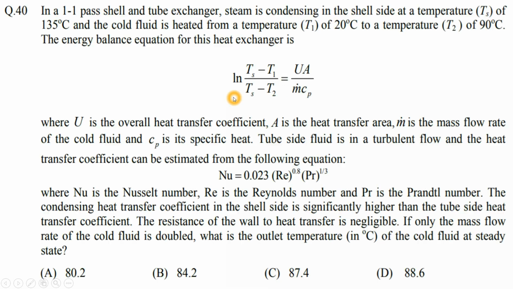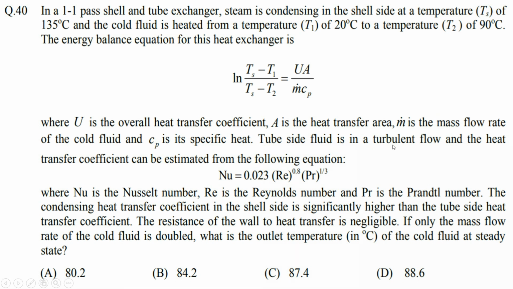Our next question is from GATE 2016 heat transfer for 2 marks. The question is, in a 1-1 shell and tube heat exchanger, steam is condensing in the shell side at a temperature Ts, and the cold fluid is heated from temperature T1 to temperature T2. The energy balance equation for this heat exchanger is given. U is the overall heat transfer coefficient, A is the heat transfer area, M is the mass flow rate of the cold fluid, and Cp is the specific heat.